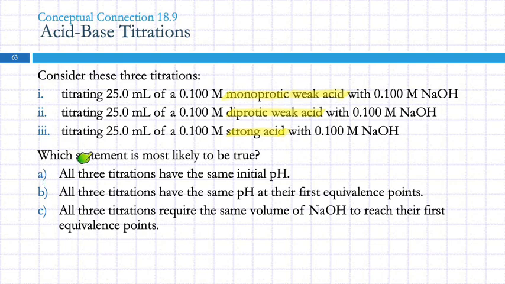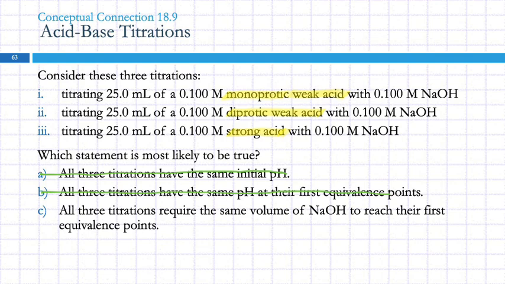No. The strong acid is going to have a lower pH than either of these, because the strong acid dissociates, it ionizes completely. So that one's wrong. All 3 titrations have the same pH at their first equivalence points. No, because a strong acid is pH 7, weak acids are higher than that.